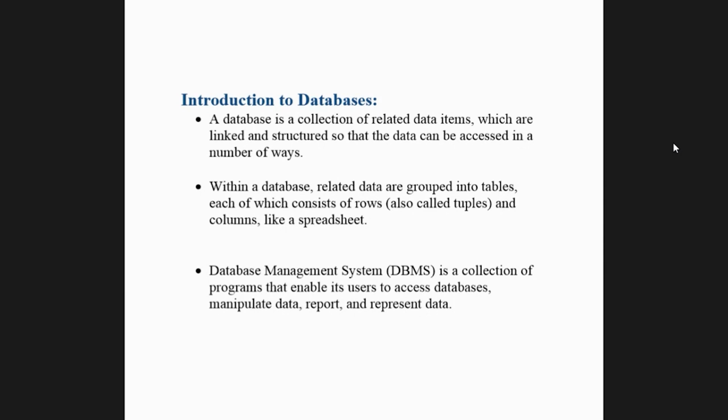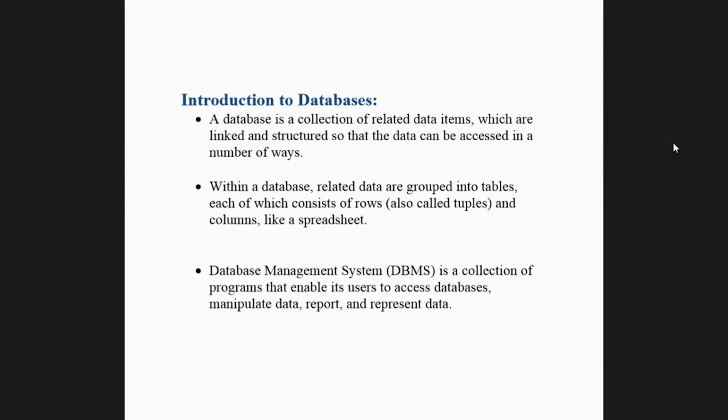Within a database, related data are grouped into tables, each of which consists of rows, which are also called tuples, and columns. And this table looks like a spreadsheet which you have seen in Excel. So database is a term used for a collection of objects where you can store related types of data.